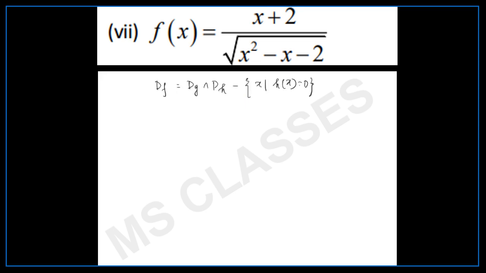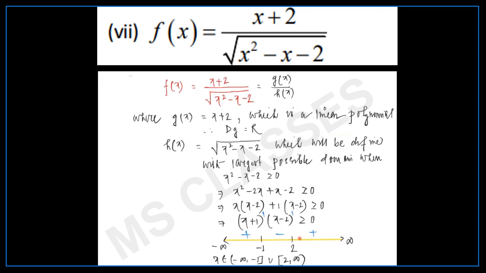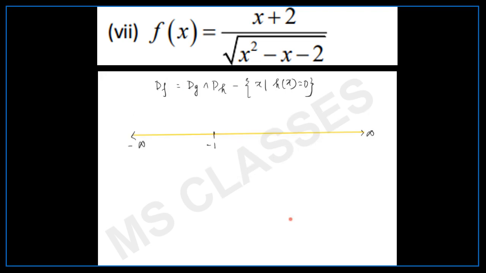So we take a number line, minus infinity to infinity. Here what we have is minus 1 and 2. Now since G is the whole real line, only the part where h is defined we can consider, and we cannot take these values. Why? Because when we take minus 1 and 2, h will be 0.